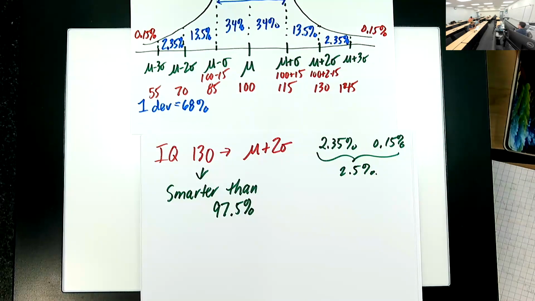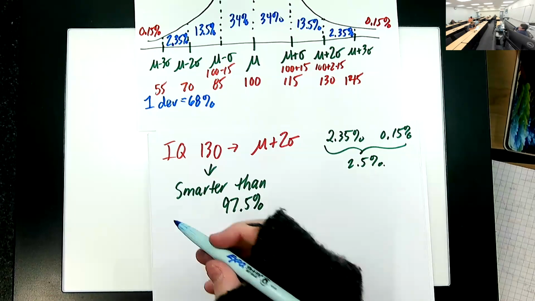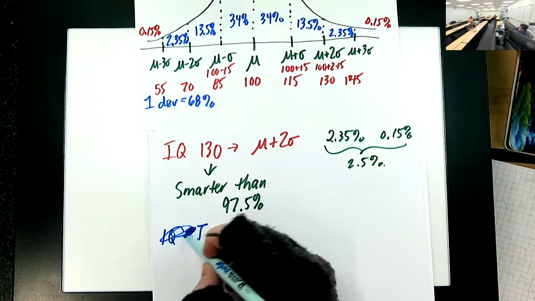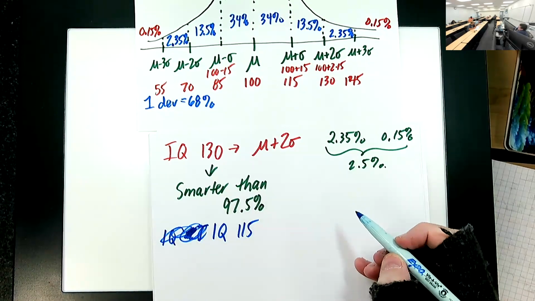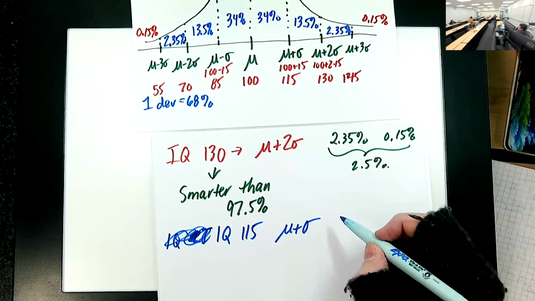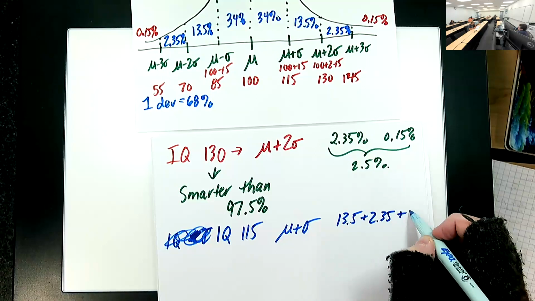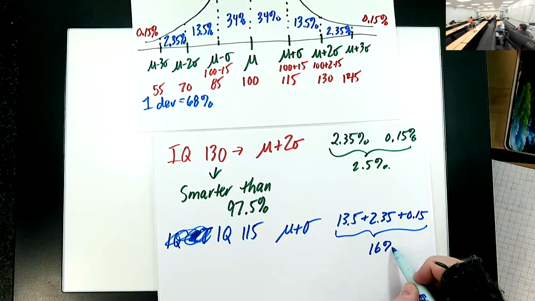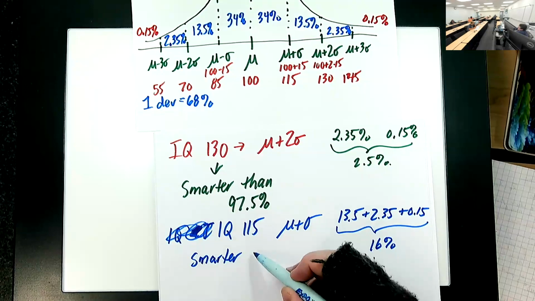Believe it or not, 115 is really good. An IQ of 115? If I could fucking write a 1. That's the mu plus sigma. It's got 13.5 plus 2.35 plus 0.15 higher than it. This is 16%, which means they are smarter than 84% of the people they meet.